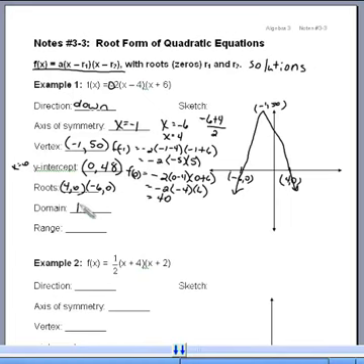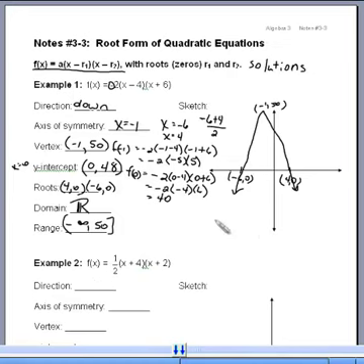The domain of every quadratic is all real. The range, since this has a maximum, goes from negative infinity up to 50. It includes 50, so you have the square bracket at 50 and a curved bracket at negative infinity.